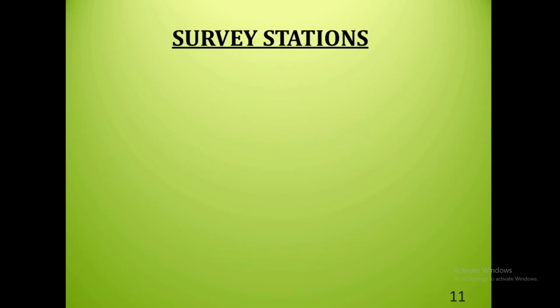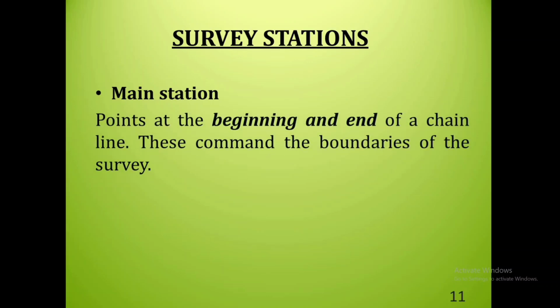Next topic is survey stations. Survey stations are nothing but the points on the survey line, which can be either in the beginning or at the end or on the survey lines. These survey stations can be categorized into main stations, subsidiary stations or tie stations. So these main stations are nothing but the points which are present either in the beginning or end of a survey line. These command the boundaries of the survey, that is, they command the boundaries of the area.